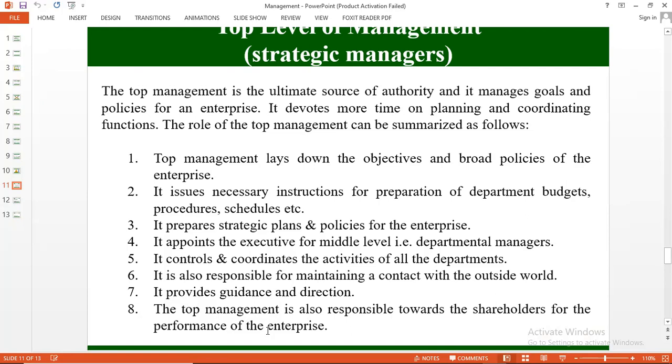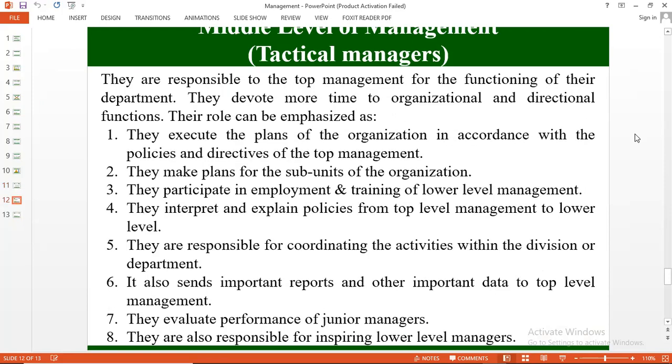So top management basically are those who actually make decisions to run an enterprise. So this is a detailed overview of top level management. Afterwards, we're moving towards the next aspect, which is the middle level of management.